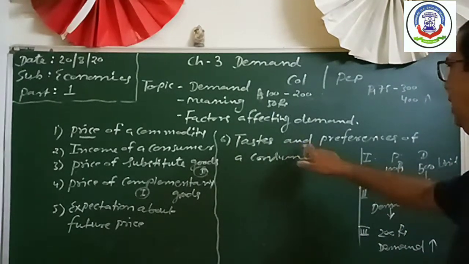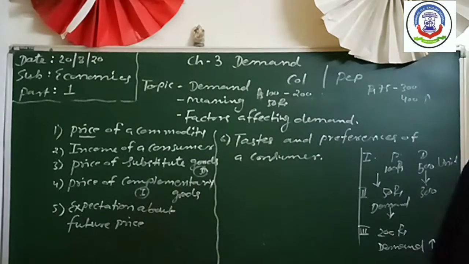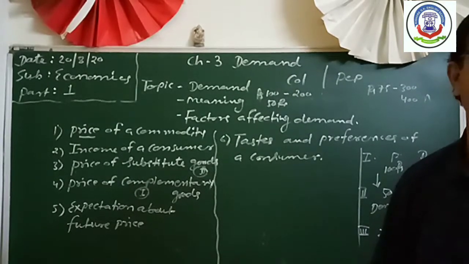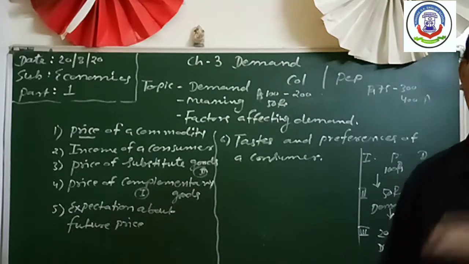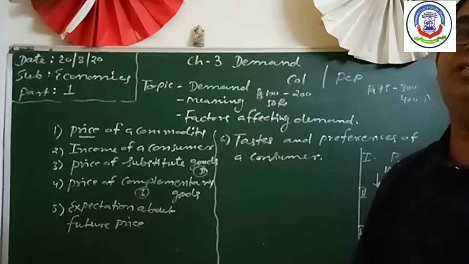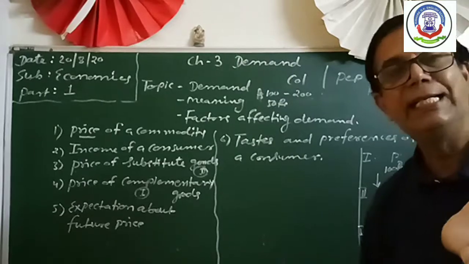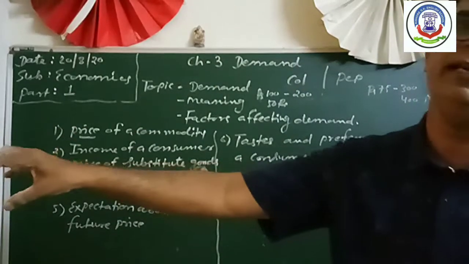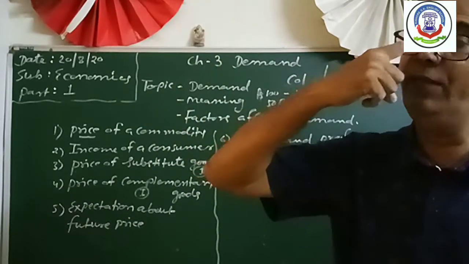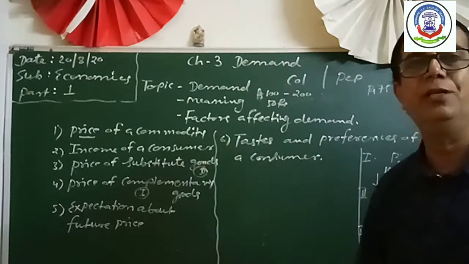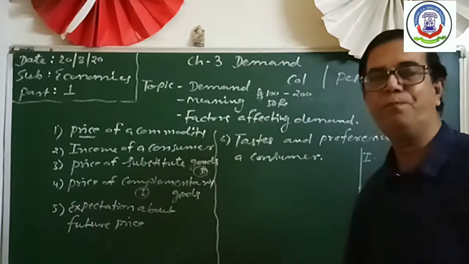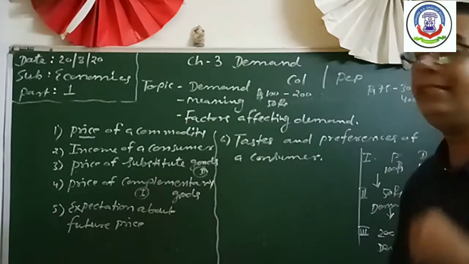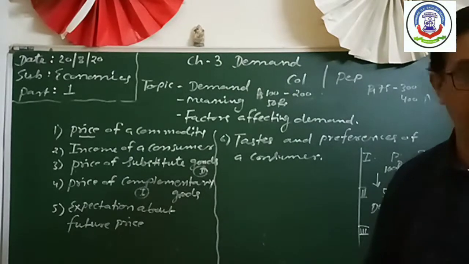After that, tastes and preferences of a consumer. If the taste and preferences of a consumer change, then demand also changes. Suppose, for example, mobile phones: people are using the old version, but their choice, preferences and taste change, and a new mobile is launched in the market. So demand is more. If the choice, taste and preferences change, demand increases. If the taste and preferences stay the same, demand decreases. So what is your preference, your choice, your taste, according to this demand increases or decreases.